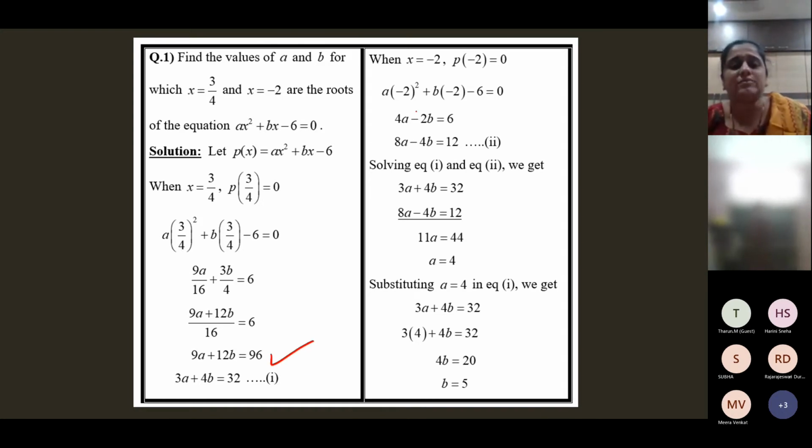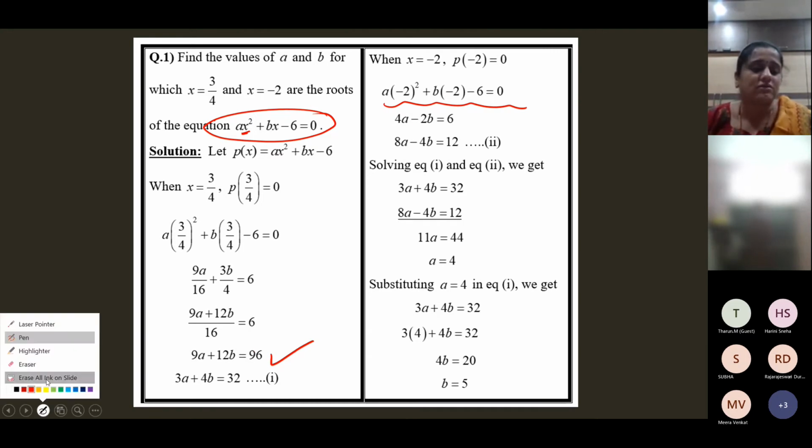Then again, take up the equation given to you and in place of x, use minus 2. See here, where there is x, use minus 2. A into minus 2 the whole square, plus B into minus 2, minus 6 is equal to 0. You get another equation in A and B. Solve these two equations and find the values of A and B.